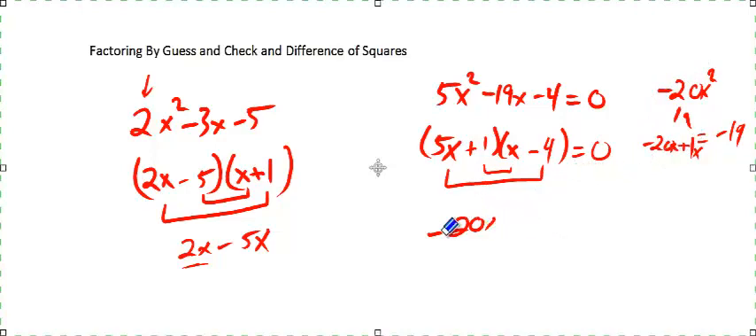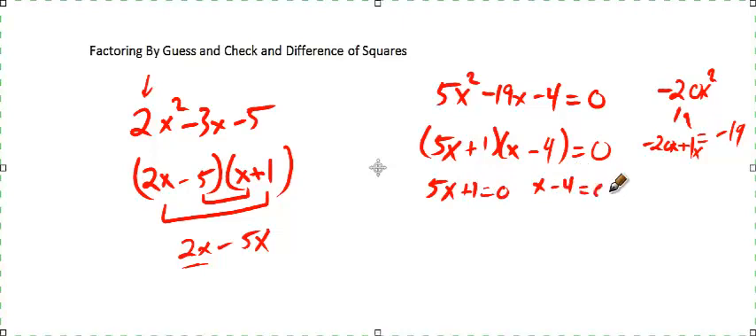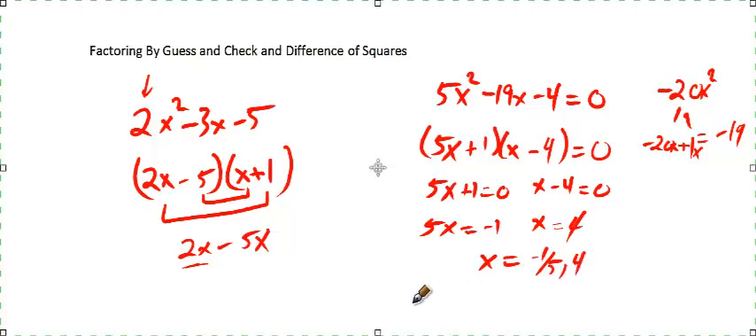Alright, now we're not done, because I said we're going to solve this one, so we set each of these factors equal to 0. And then you solve each little equation. 5x equals negative 1, x equals 4, so x equals negative 1 over 5, and 4.